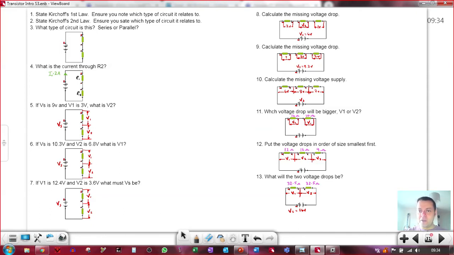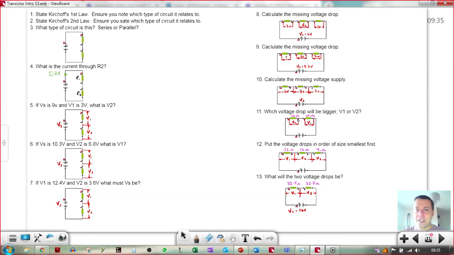It's the same all the way down here. Calculate the missing voltage supply. 6 plus 8 plus 2, 16 volts is your supply in question 10. Which voltage drop will be bigger, V1 or V2? This is where you're looking at the resistances, and in the video I had said larger resistances get larger voltage drops. So V2 will be bigger than V1 because 16 ohms is bigger than 10 ohms. So V2 is the biggest.